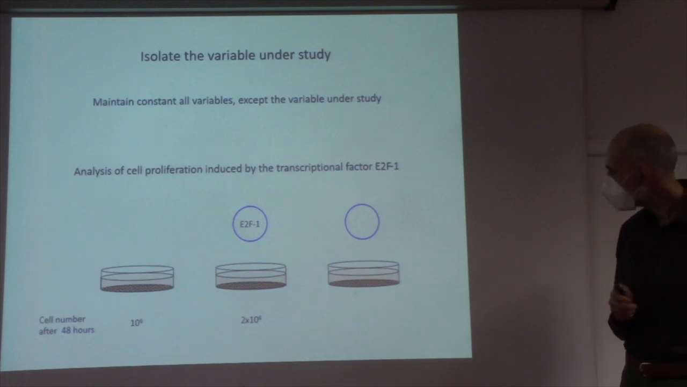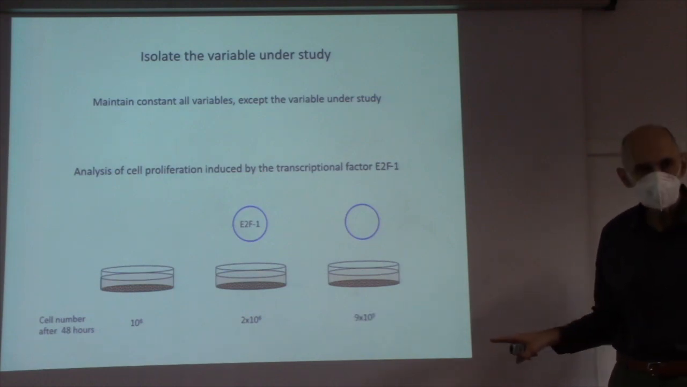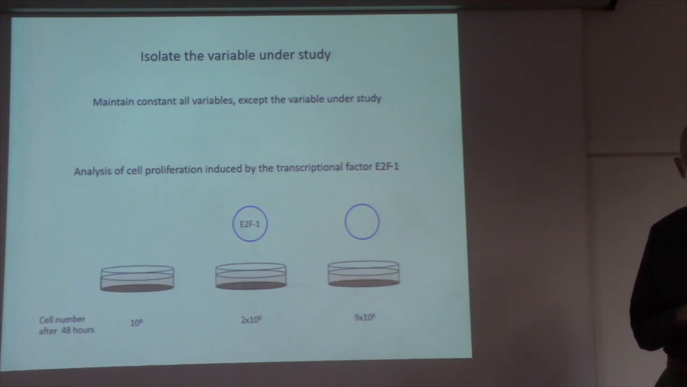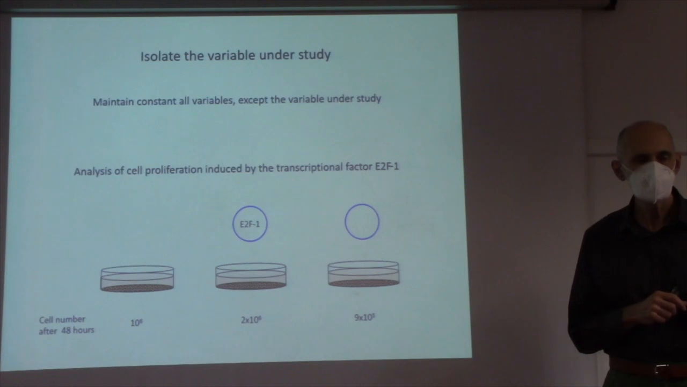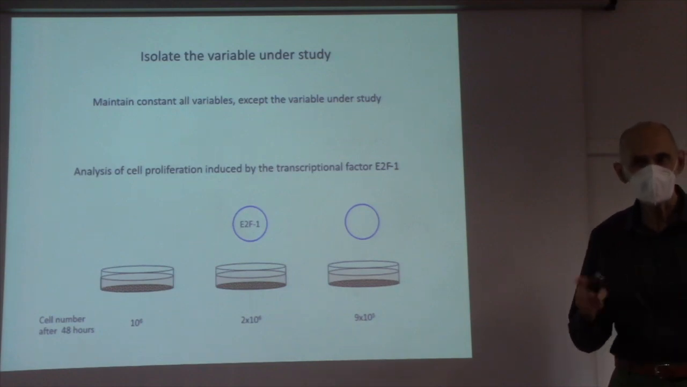And let's say that we count cells here as well, and we find that they are 9 times 10 to the 5th, 900,000. What do we conclude now? The experiment is telling you something else besides what you're interested in. Experiments nearly always tell you more than you are interested in. Sometimes the bit more is more interesting than the thing you were interested in.